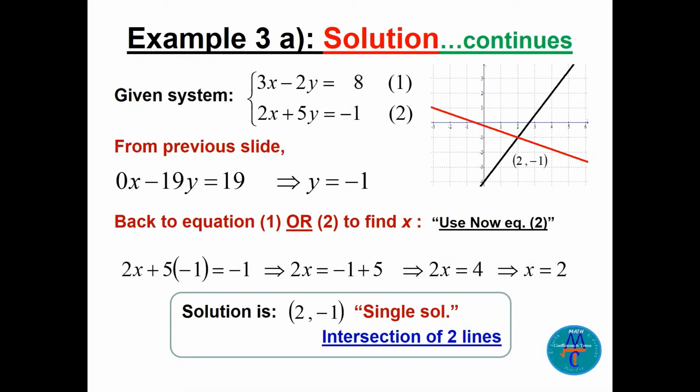Now let's go back to equation 1 or 2 to find the value of x. I have chosen equation 2, so it will be here 2x plus 5 times minus 1. This is the y value, equal to minus 1. See from equation 2 there. Simplify the numbers and then you get x equals 2. So the solution now is a single solution, we call it. 2 is the x, minus 1 is the y.